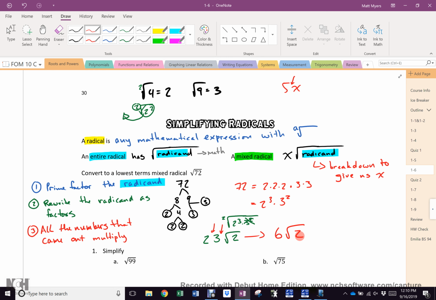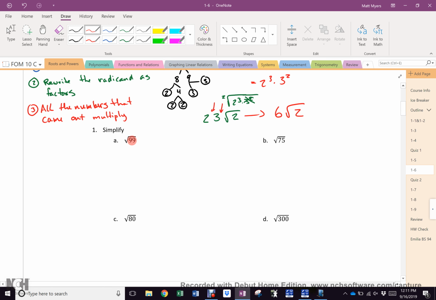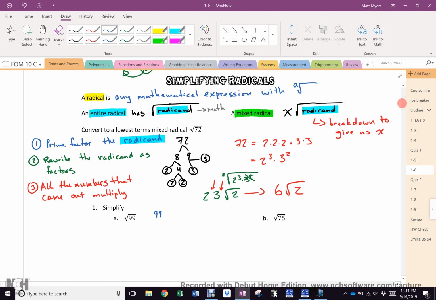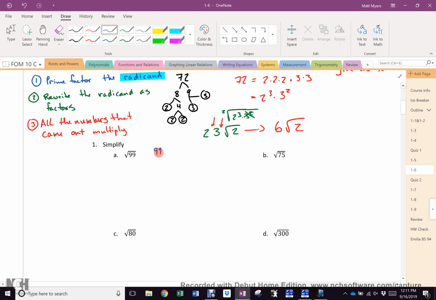Is everybody cool? It's pretty easy, right? If you can build these trees, you can figure out every single square root. All right? Now, there's a shortcut, like there always is, right? But let's do these first two the long way. Everybody cool? Let's start. How would you break down 99? So step 1 in blue was break down the radicand.